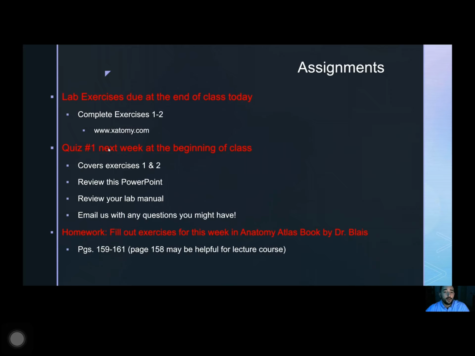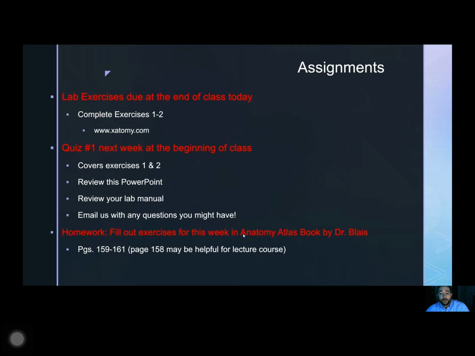Next, quiz number 1 will be taken at the beginning of class next week, and that will cover what we just talked about right now. So review your PowerPoint and read through chapters 1 and 2 on xatomy.com and shoot us any emails that you have.